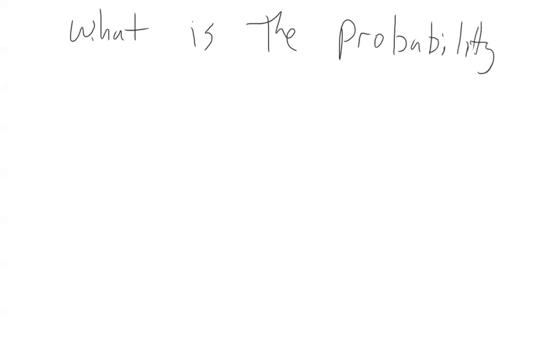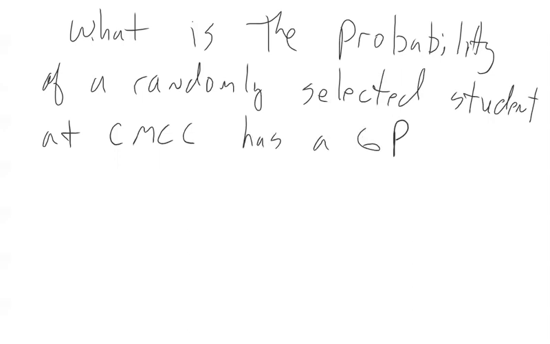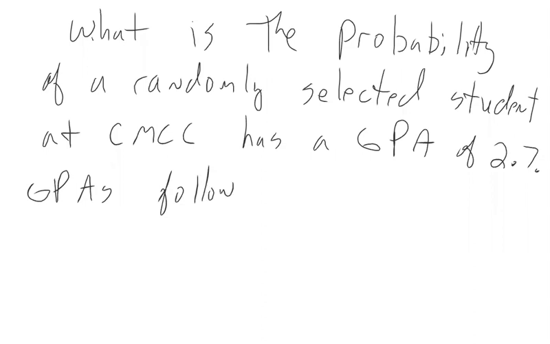What is the probability of a randomly selected student at CMCC has a GPA of 2.7? GPAs follow a normal distribution.